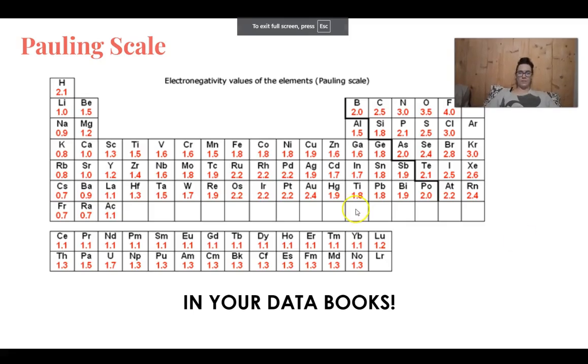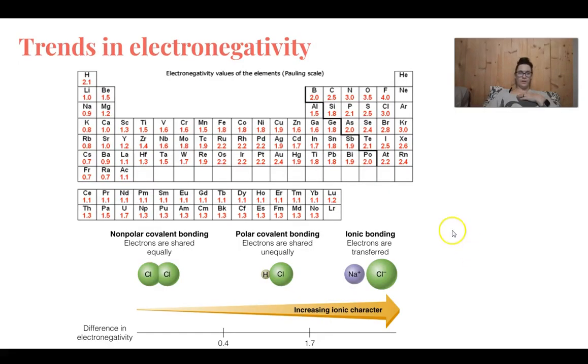And I was talking about the electronegativity values in your data booklet. So this is called the Pauling scale, which is the measurement of electronegativity. So you can see the trends in electronegativity. It increases going across and decreases going down, and that again is due to the nuclear charge increasing going across and shielding increasing going down, which inhibits the ability of that nucleus to pull on that electron. So electronegativity is going to go down, going down a group.